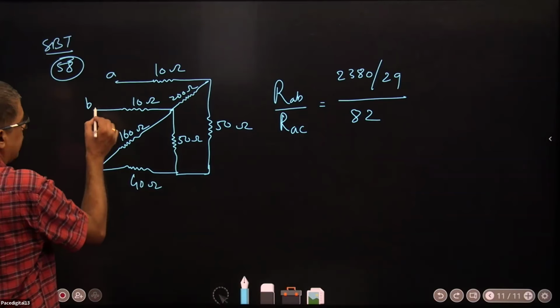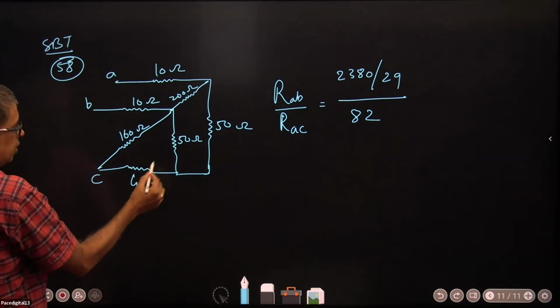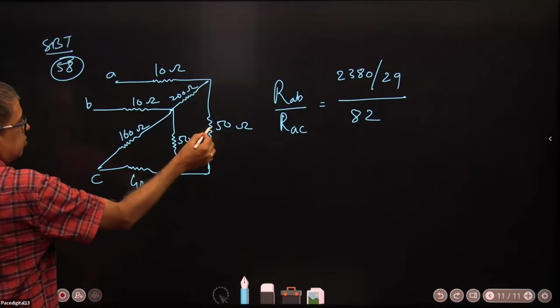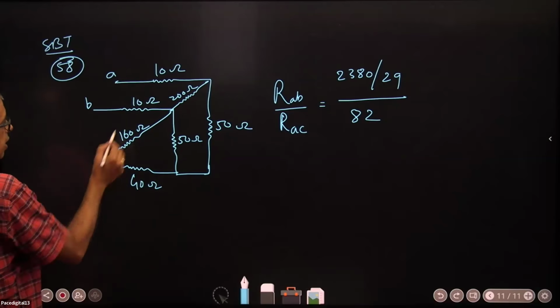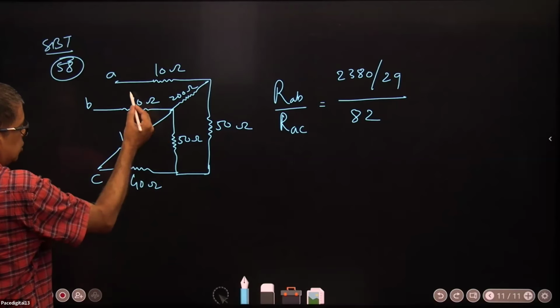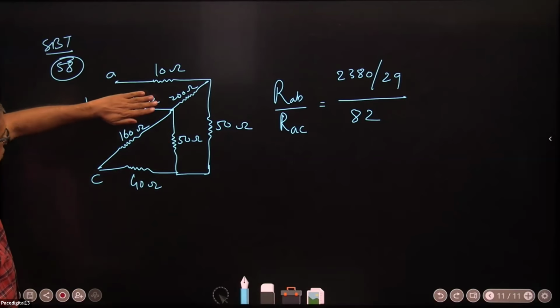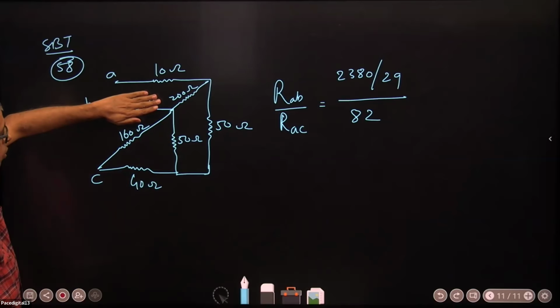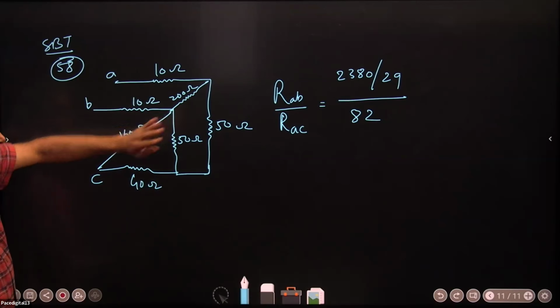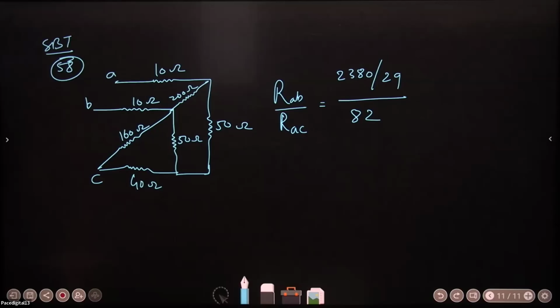When you are calculating RAB, these both are in series. That's in parallel with this. That's in series with this. And the remaining problem will be done. Suppose you are calculating RAC. This branch will be an open branch. Balance you will calculate and substitute there. The resultant calculations are not very comfortable.